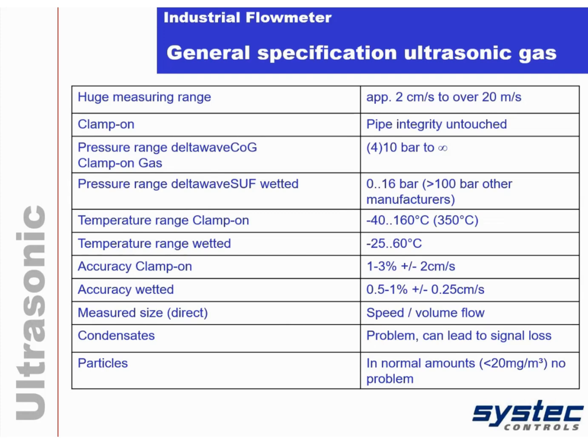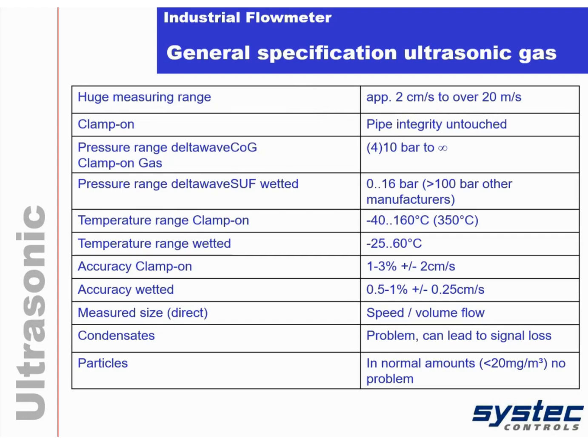We have high temperature transducers, but they can only be used for high pressure applications. They go up to 350 degrees Celsius. For the wetted ultrasonic meter, we have a temperature range from -25 to 60 degrees Celsius. Accuracy of the clamp-on: a typical accuracy is 1 to 3% of flow, ±2 centimeters per second. For the wetted ultrasonic meter, we have a custody transfer accuracy of 0.5 to 1%, ±0.25 centimeters per second, which is an extremely high accuracy.